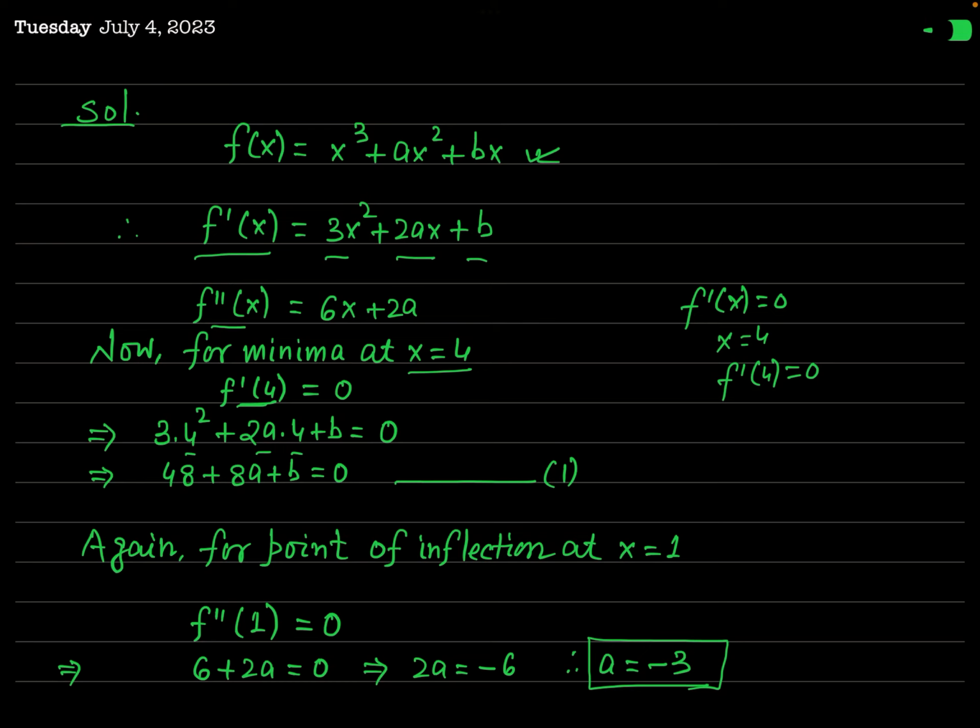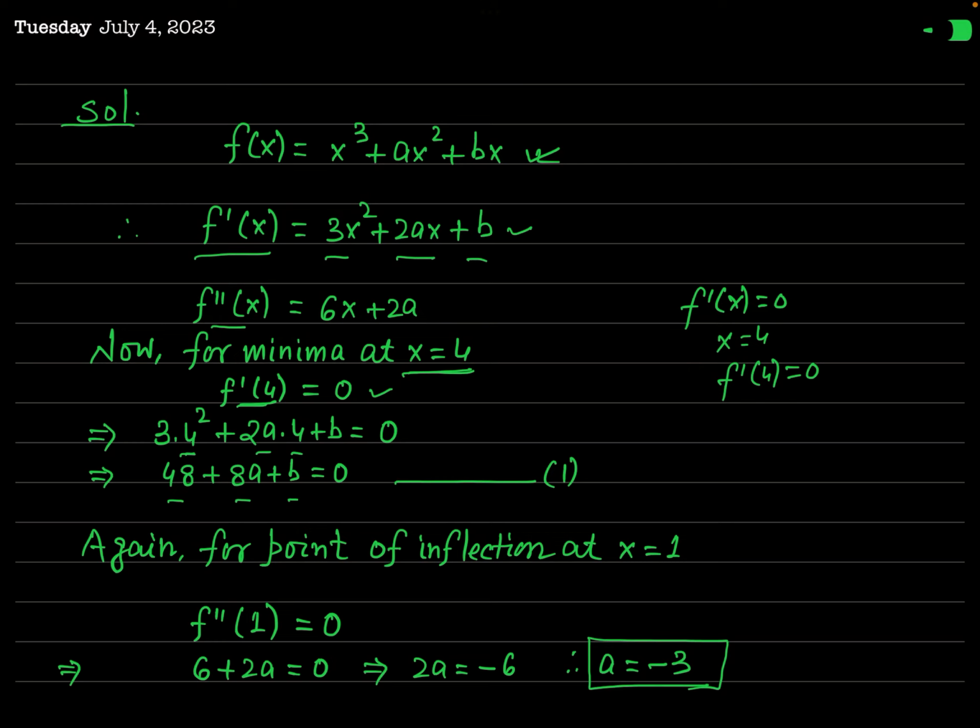So applying the condition for minima at the point x equal to 4, you can write f dash at x equal to 4 equal to 0. But what is f dash of x? This is 3x square plus 2ax plus b. Now put x equal to 4 in this expression. So this will be 3 into 4 square plus 2a into 4 plus b equal to 0, and this will be 48 plus 8a plus b equal to 0.